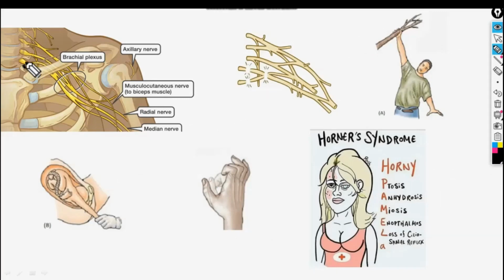So the signal fails to reach the cervical ganglion, as a result of which the clinical condition known as Horner syndrome occurs, which clinically we see as ptosis, anhidrosis, miosis, enophthalmos, and loss of ciliospinal reflex. This is how we finish the topic.